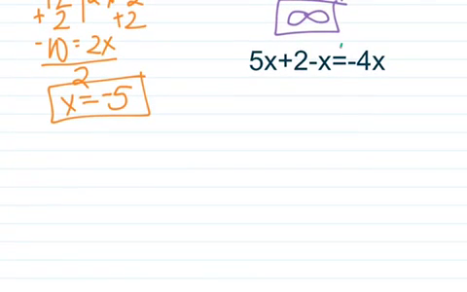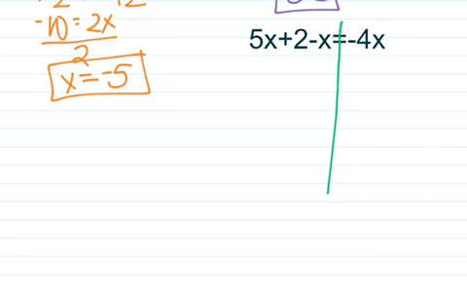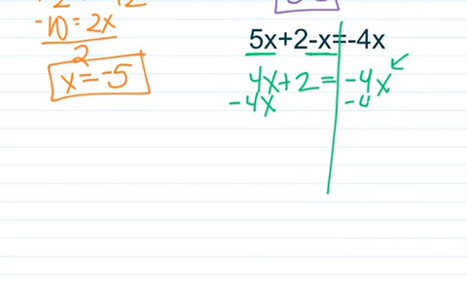So this one, I have 5x plus 2 minus x. So these guys are on the same side, so I need to combine those. So 5x minus x is 4x plus 2 equals -4x. Now I can get my variables on the same side. This guy's already alone, so I'm going to do the opposite over here. The opposite of positive, negative. So that's gone. I just have 2. Over here, remember, this is like saying -4x plus -4x. So that gives me -8x.